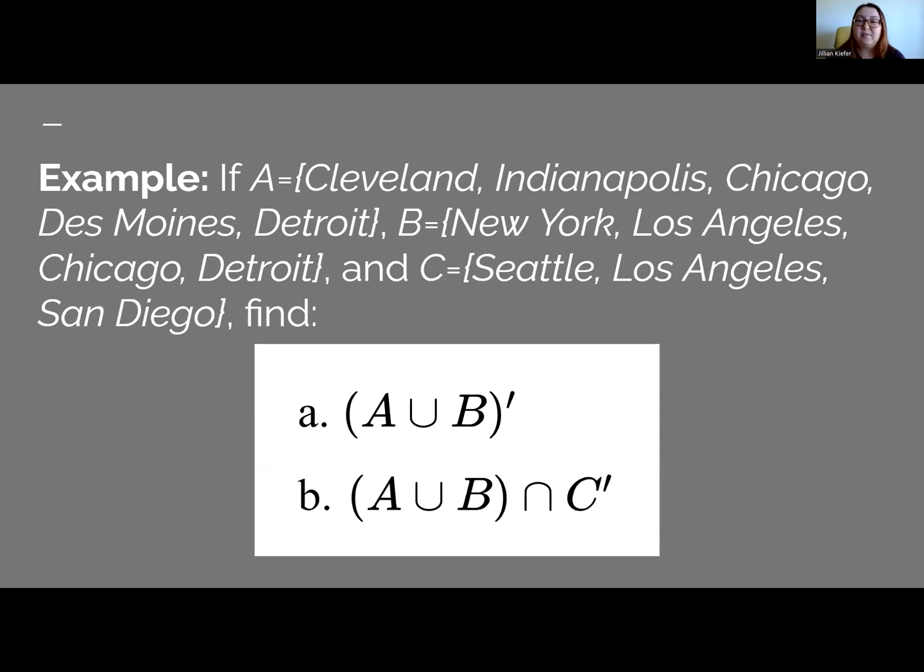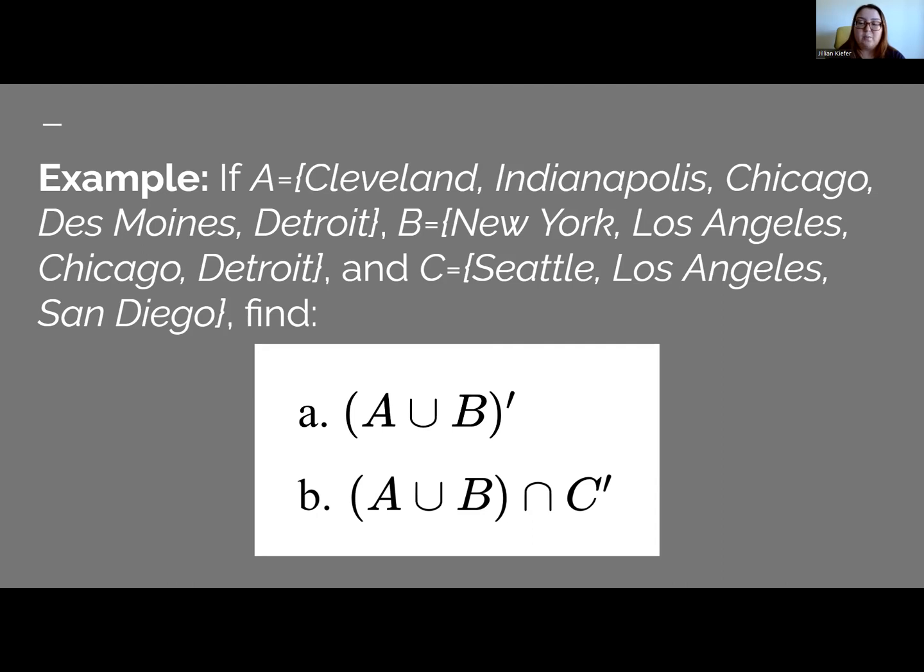A is the set Cleveland, Indianapolis, Chicago, Des Moines, Detroit. B is the set New York, Los Angeles, Chicago, Detroit. And C is Seattle, Los Angeles, and San Diego. So for part A, we're going to find A union B complement. The first thing we'll do is find A union B, and then take the complement.